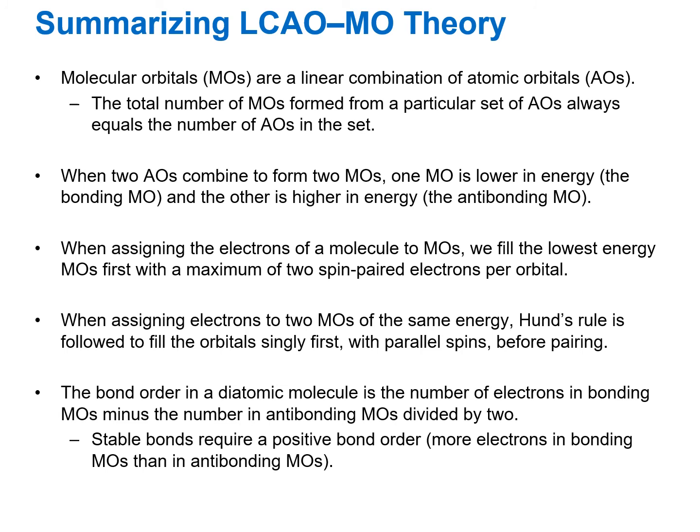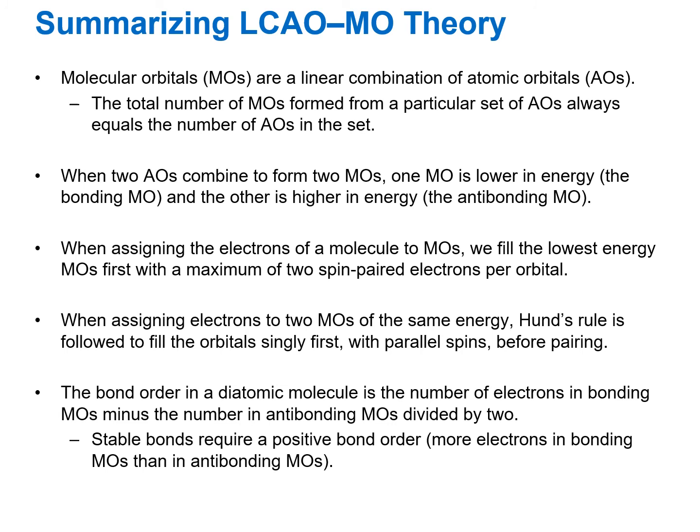The fourth bullet says when assigning electrons to 2 molecular orbitals of the same energy, Hund's rule is followed to fill the orbital singly first with parallel spins before actually pairing them. That's the kids on the bus rule that says you should fill the up spins first and then the down spins. The thing that I didn't do because I didn't want to go back and fix the animations in my PowerPoint.